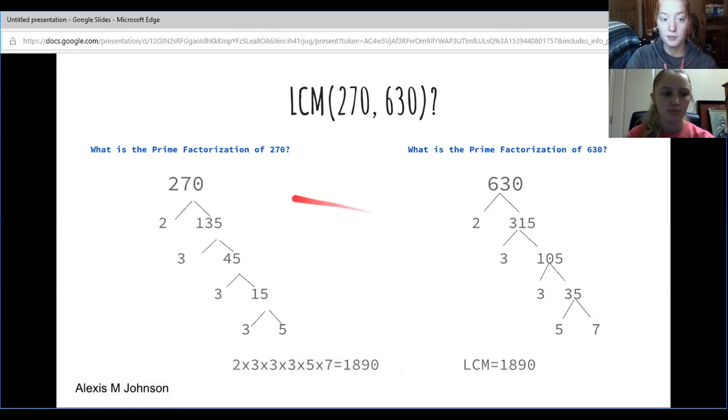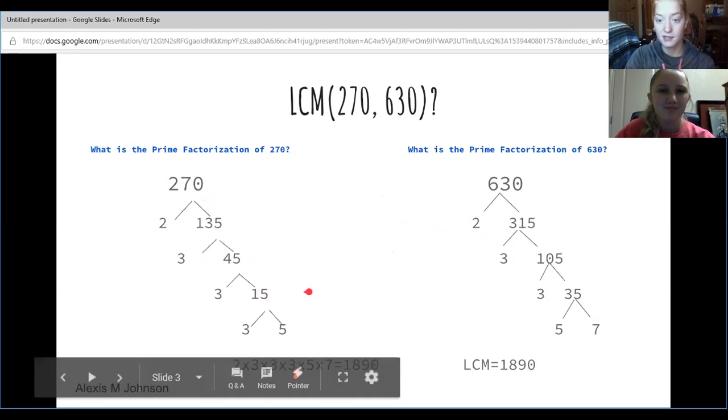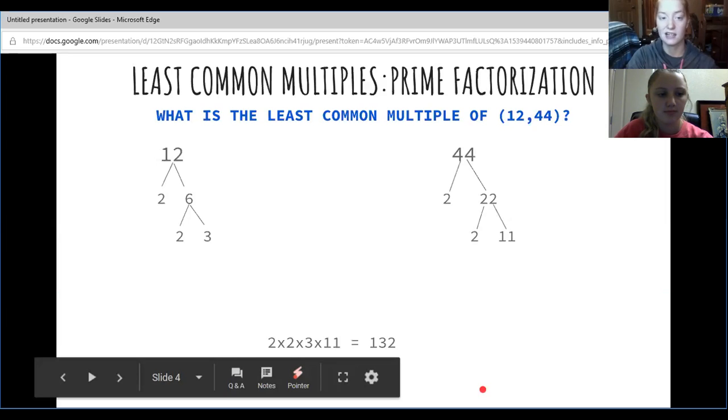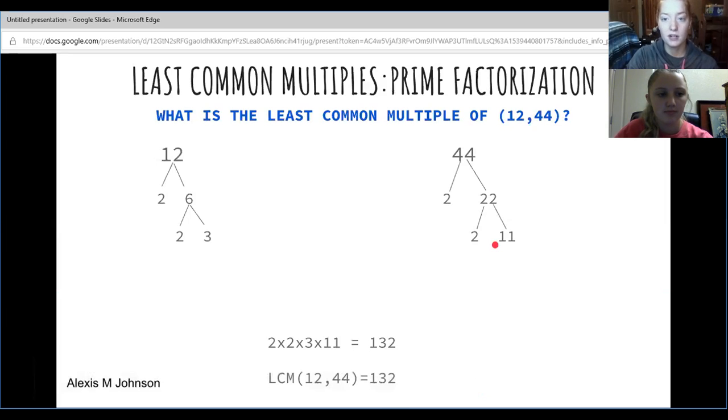Then you would multiply 2 times 3 times 3 times 3 times 5 and times 7. That would end up giving you the least common multiple of these two numbers, which is 1890. The next one I want to do is pretty easy and very short, actually. What is the least common multiple of 12 and 44?